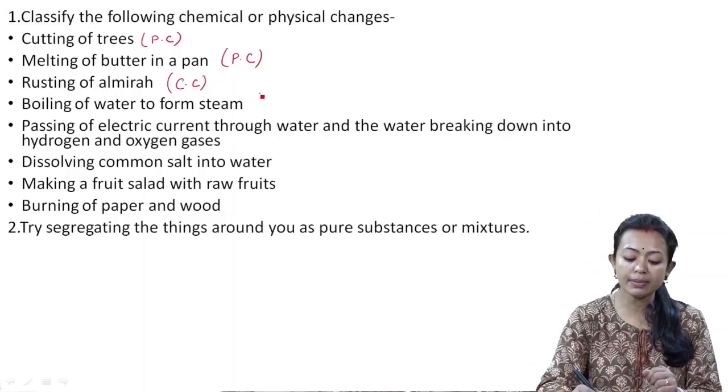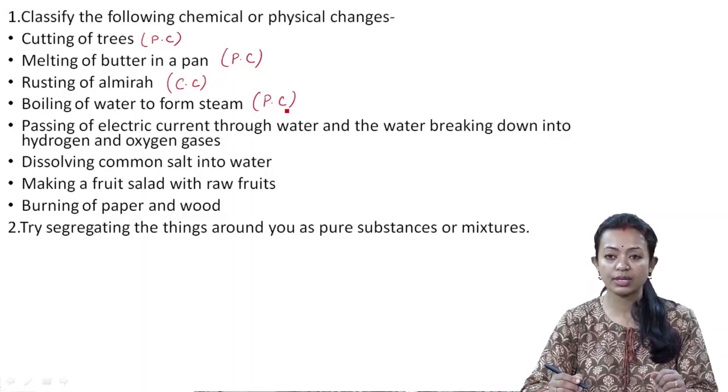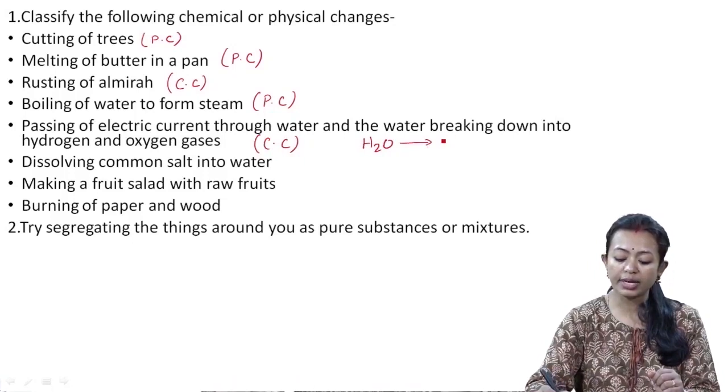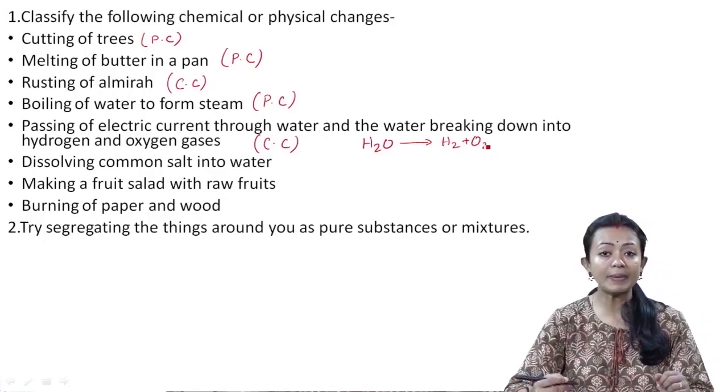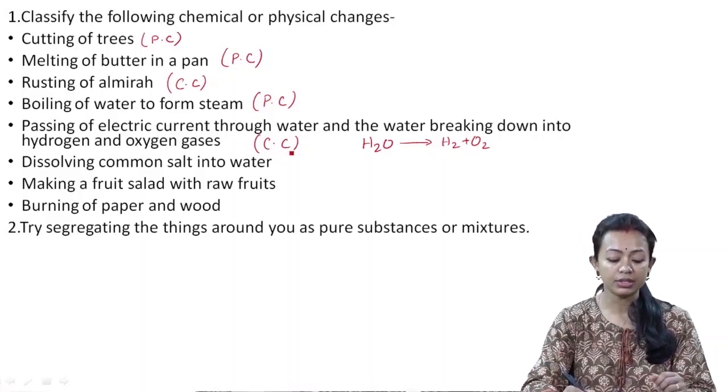Boiling of water to form steam? Yes, it is a physical change. Passing of electric current through water and the water breaking down into hydrogen and oxygen gases. This is a chemical change. Why? Because the water molecule has been broken down into hydrogen and oxygen. So there has been a complete change in the composition. The bond has been broken, water is now changed into hydrogen and oxygen, which is a new substance, and thus it is a chemical change.